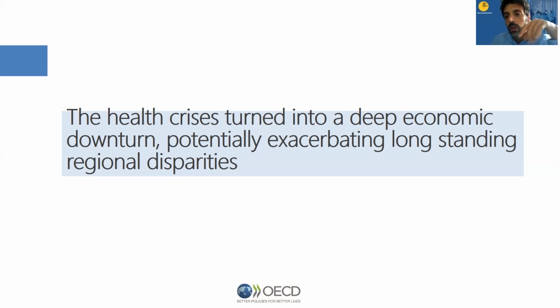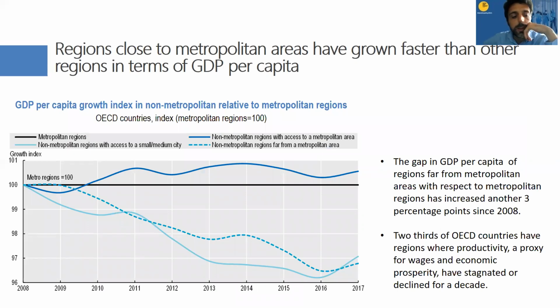So where we see that there was actually a significant increase in disparities is if you look by type of region. If we aggregate all regions in OECD countries by type, then we see that metropolitan regions and non-metropolitan regions that are close to metropolitan areas, so regions that either host or are very close to metropolitan areas, have had a different pattern until before the pandemic, a long-term pattern of increasing GDP compared to more remote regions. So this is a pattern that, in a sense, characterized the evolution of regional economic disparities during the last 10 years, or even longer periods.